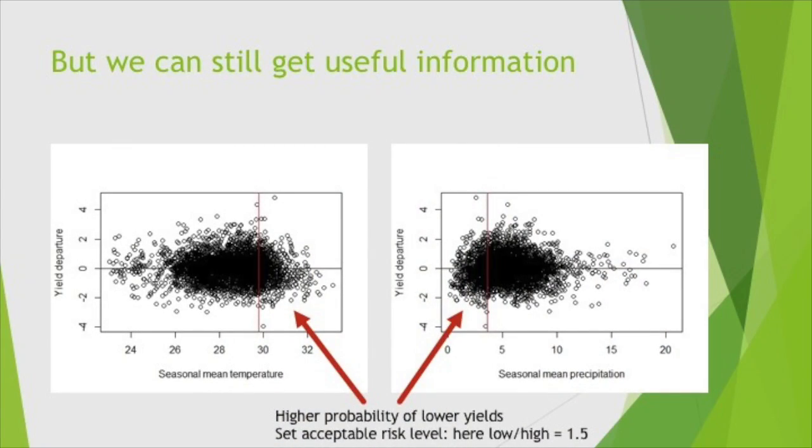But we can still get useful information from the data we have available to answer our questions. So what you find here is that below a certain temperature, you have an equal chance of being above or below the average yield in a given year. But once the temperature increases beyond a certain threshold, that's the red vertical line on the left-hand side, the yields are much more likely to be below average.